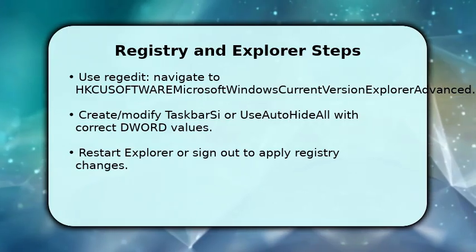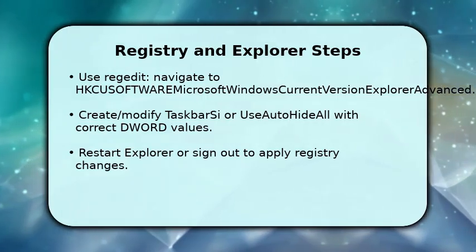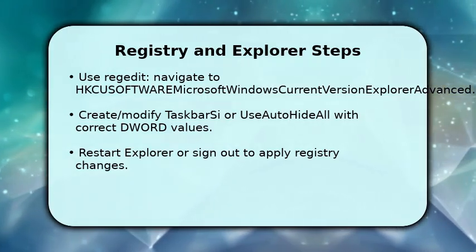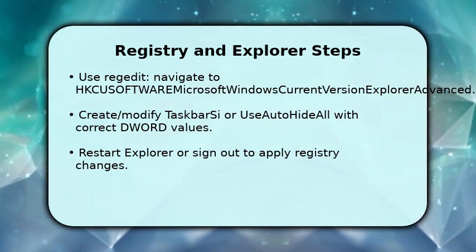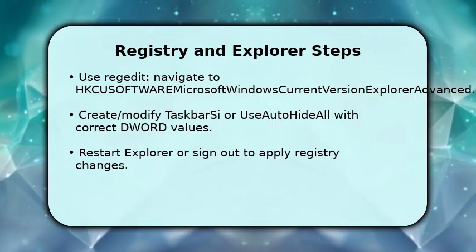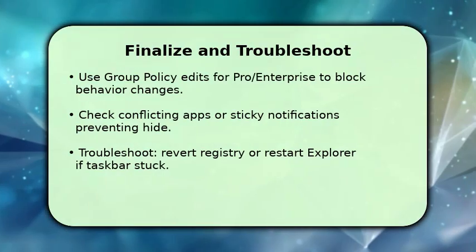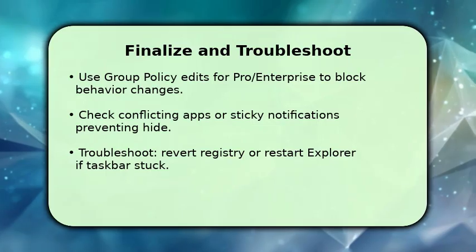After editing, restart Windows Explorer via Task Manager or sign out and back in to apply changes. Finish by locking the behavior if needed. On Pro or Enterprise, open Group Policy Editor and set policies to prevent users or apps from changing the taskbar.